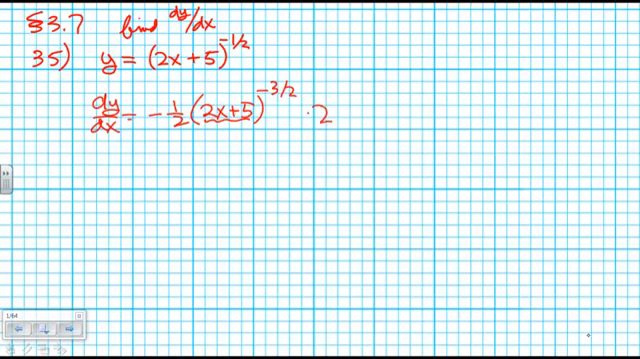Alright? Cleaning it up, I got a half and a 2. They knock each other out, leaving just a negative 1 times (2x plus 5) to the negative 3/2 power.